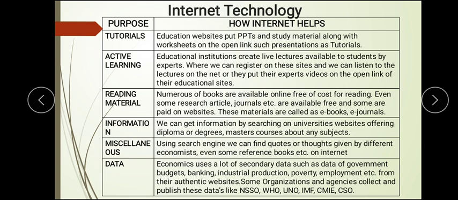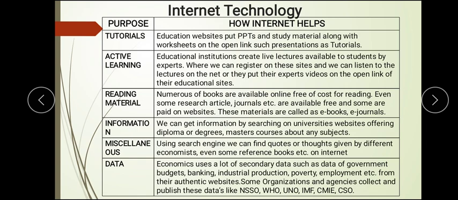Then after, active learning. Now active learning means it's a website. Education institutions create their websites, they keep their lectures live with an expert person, and many of them require you to register, many of them require you to pay.